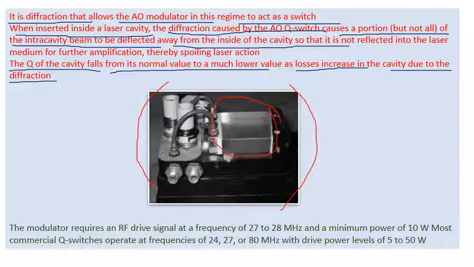So when you turn on, light is deflected. When you turn off, light passes through. It depends upon the installation, how you configure your system. You can use the deflected light, or you can use the undeflected light. These things are explained here, and you can definitely see more detail in the book.